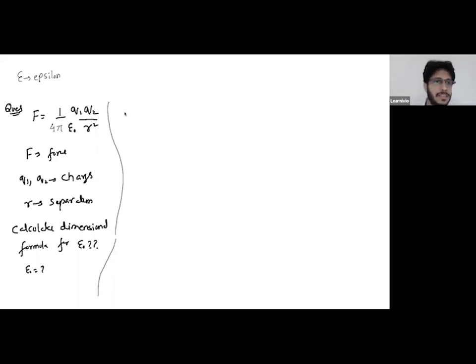Okay, let's take the calculations. If I cross multiply this equation, you will get epsilon naught equals Q1 Q2 over 4 pi R square multiplied by F. This is Q1 Q2 by 4 pi R square.